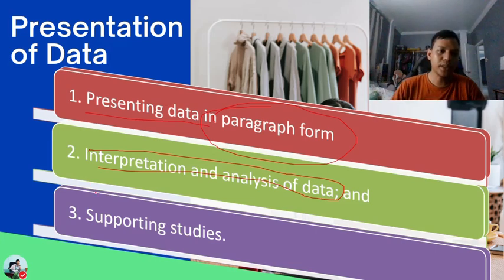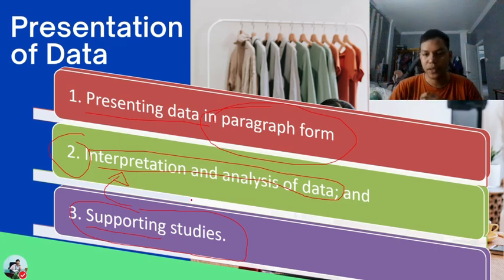And then the third part of part 3 is to put in supporting studies. So the keyword here is support, so that it will back up your claims that you discuss in part 2. The supporting studies will back up your interpretation and analysis of the data. So now let's proceed to the actual sample of a research paper.